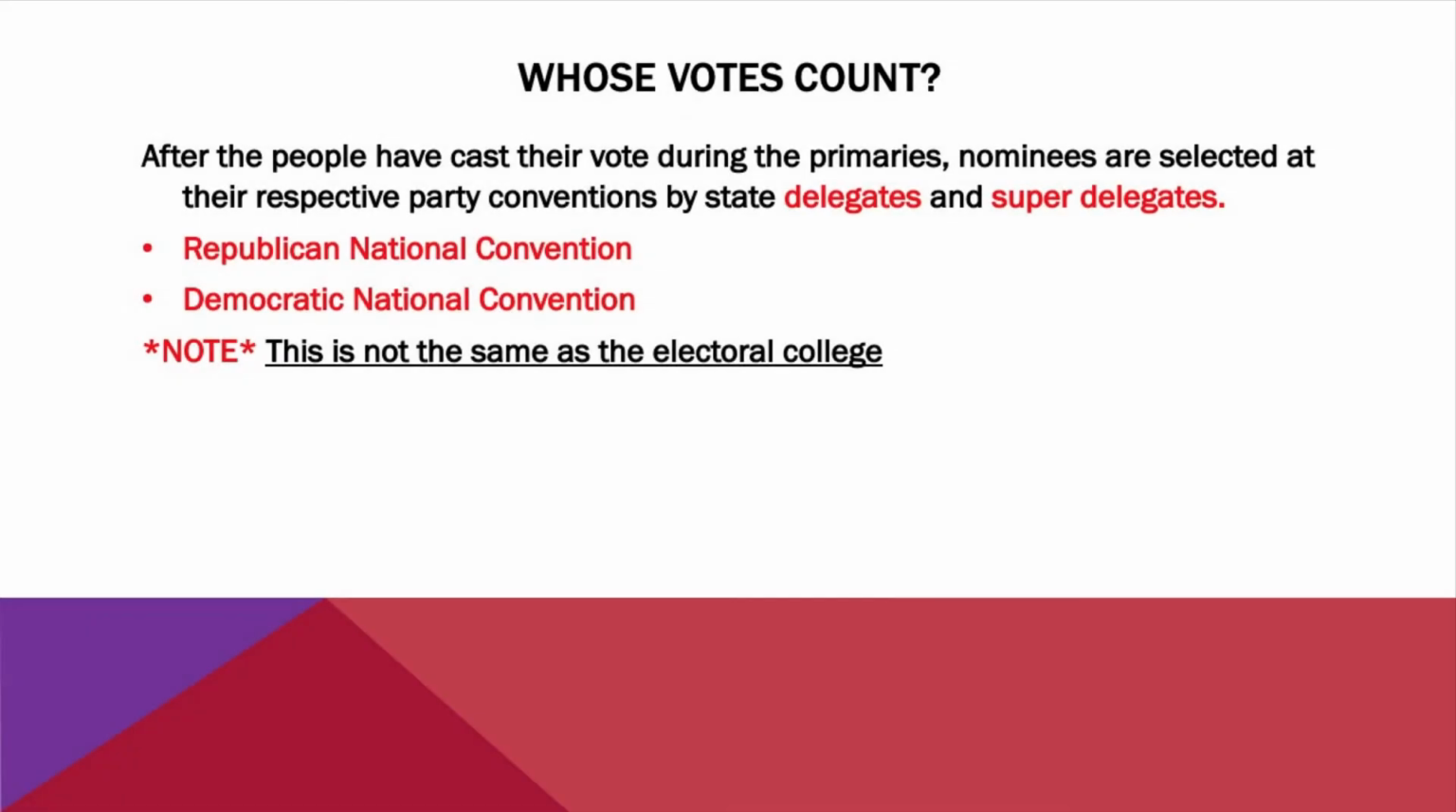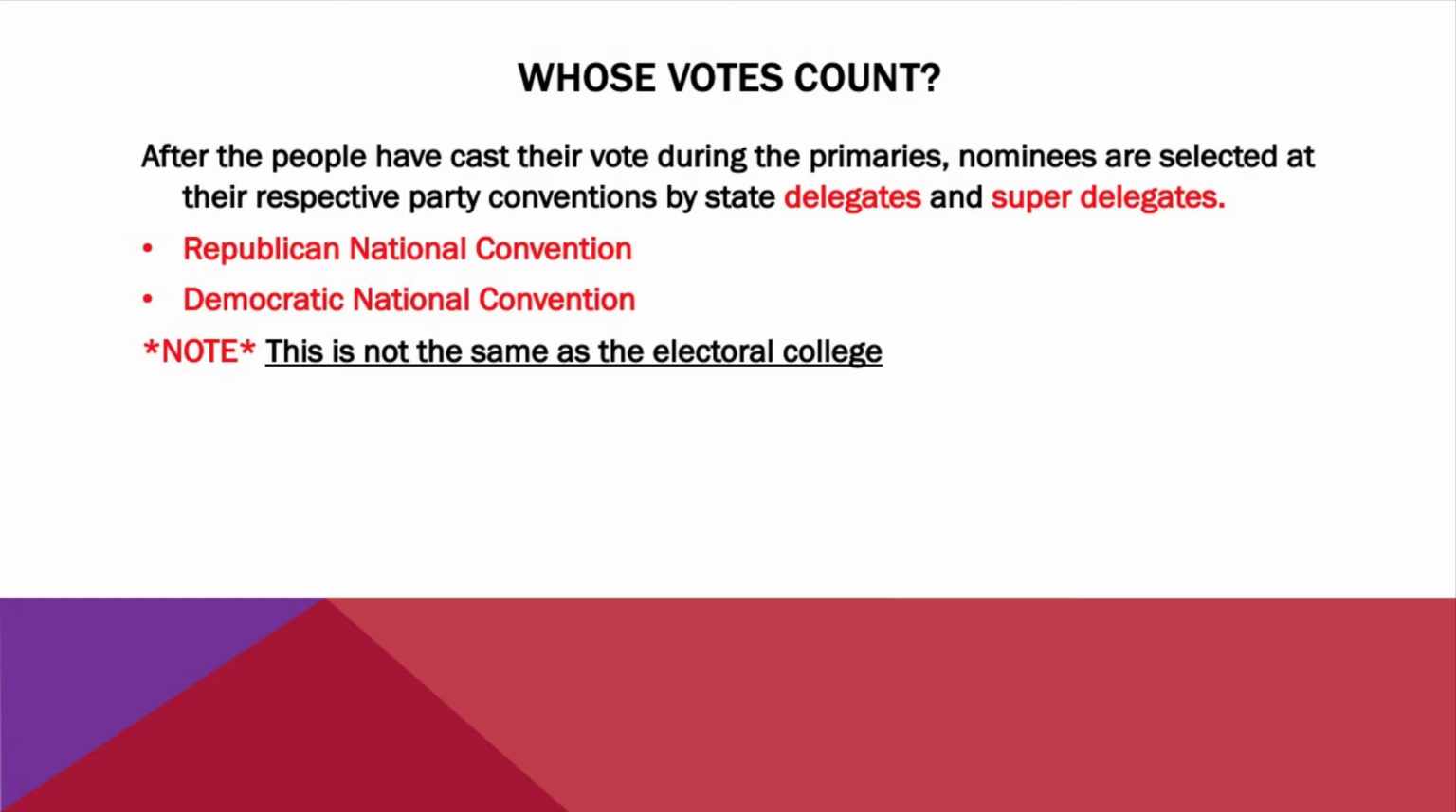So as a quick recap, after the people have cast their vote during the primaries across all of the states, nominees are selected at their respective party conventions by state delegates. This occurs via the Republican National Convention and the Democratic National Convention, held this summer preceding the November election. And you may recall the historic virtual nominating conventions that were held earlier this year during the pandemic. Oh, and one last thing, if you're not thoroughly confused by this point, there's one last thing called superdelegates, which is unique to the Democratic National Convention.